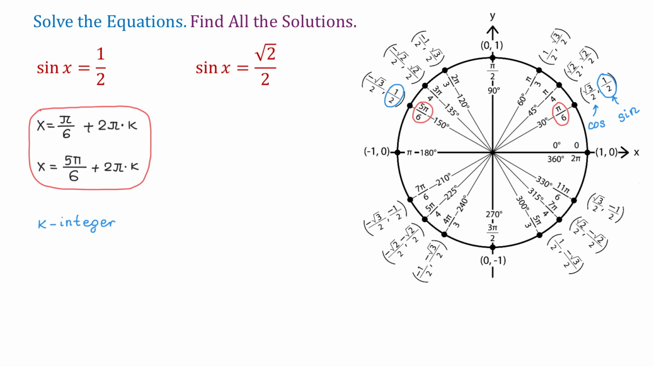Now let's solve the second equation, sin of x equals square root of 2 over 2. On the unit circle, we have two angles where sine is square root of 2 over 2. One of these angles is pi over 4 because at pi over 4 sine is square root of 2 over 2, and another angle is 3 pi over 4. So let's write these solutions down. One is x equals pi over 4, and the other one x equals 3 pi over 4.